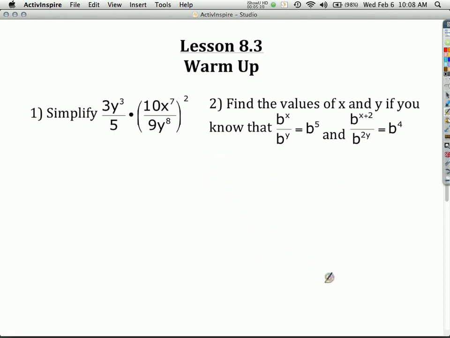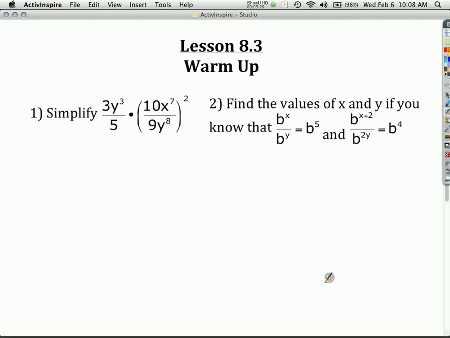All right, so let's see how we've done with the last two lessons, because that's really what's going on here: two lessons are getting all wrapped up and interconnected. What did you get for number one? We'll start with Tyler, Destiny, and then Abby.